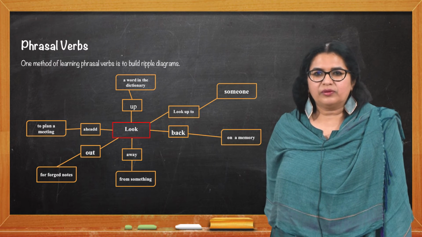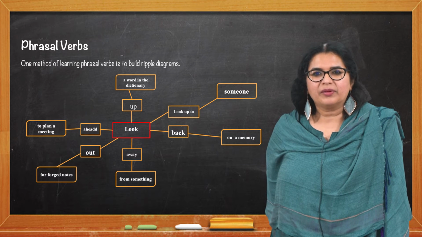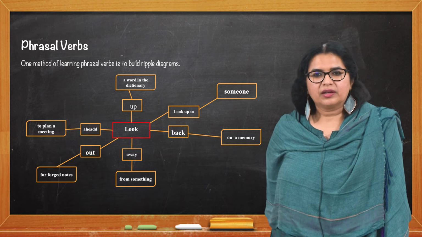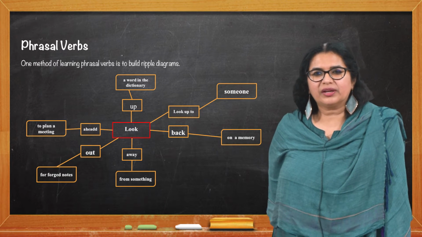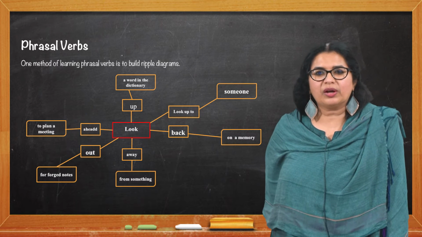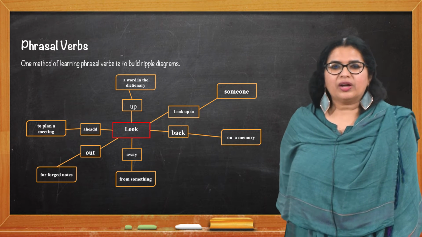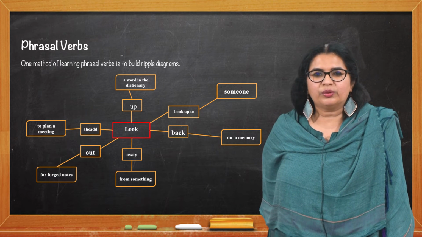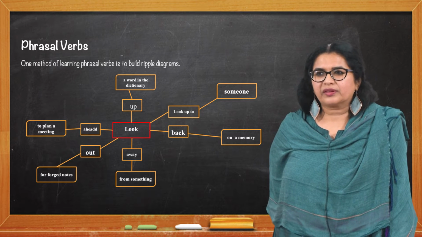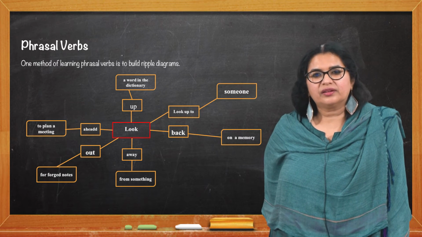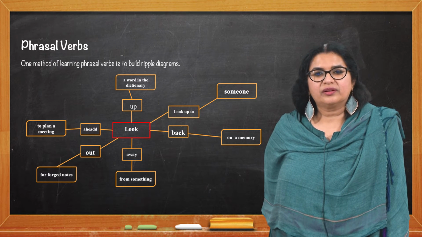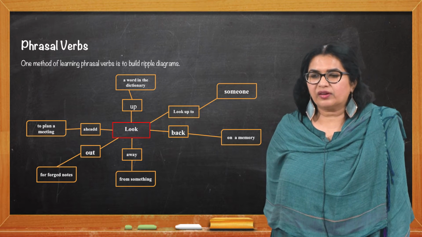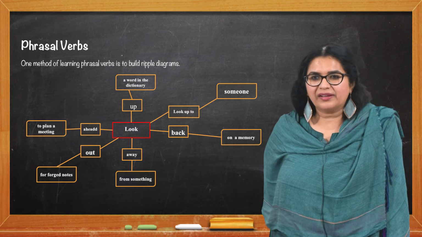Let us look at this flow chart or this ripple diagram. For example, you look at the main word look and then look at the way it can be used. Look up, look away from something. Look out for forged notes or forged documents. Look ahead, look out, look ahead to plan a meeting. Look up to someone. If you have a lot of respect, I look up to my father, right?